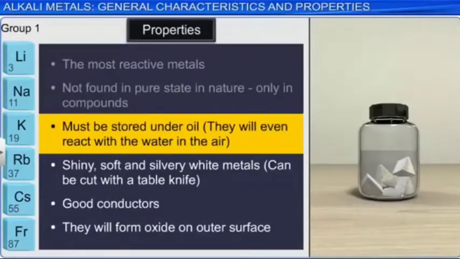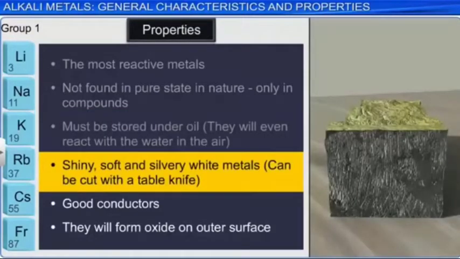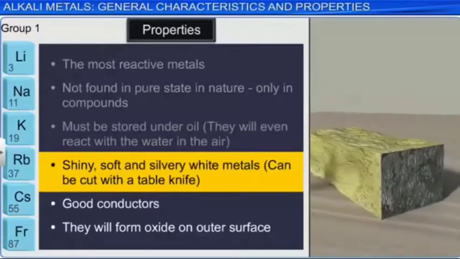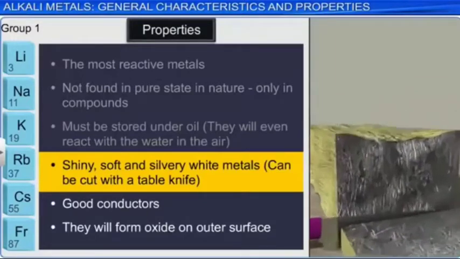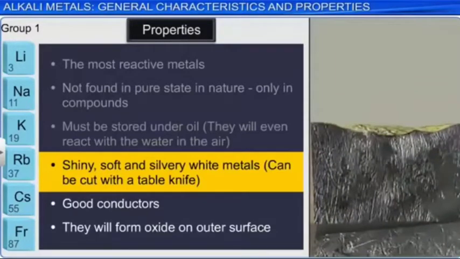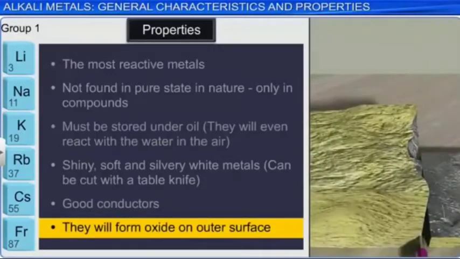The alkali metals are all shiny and silvery in appearance. They are so soft that they can be cut with a table knife, which is often surprising to students. Like all metals, they are good conductors of both heat and electricity. As shown in the diagram, they will form a dull oxide layer on their outer surface when exposed to air. This layer can easily be cut away to reveal the shiny interior.